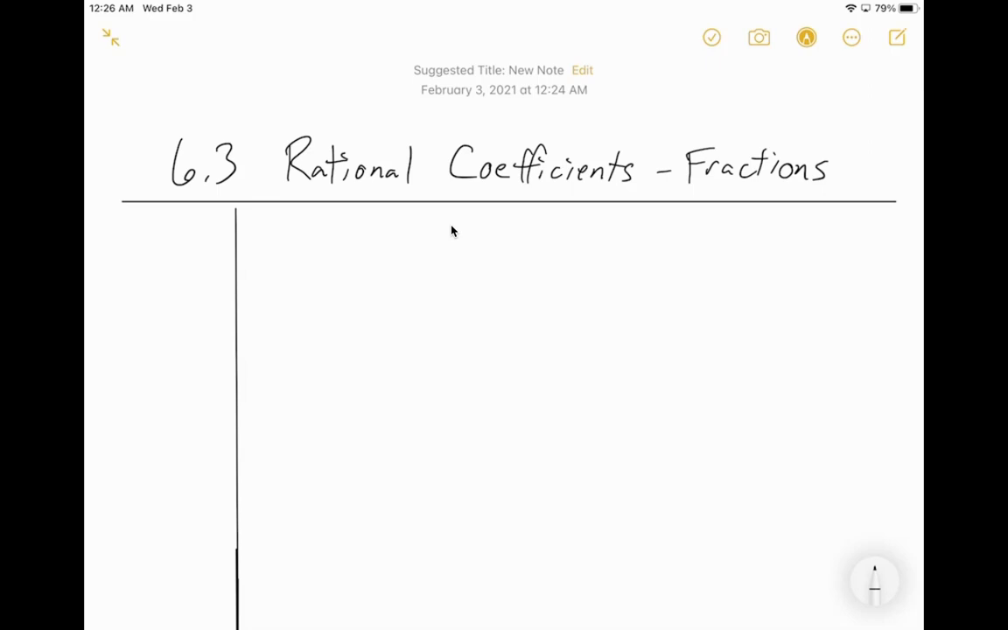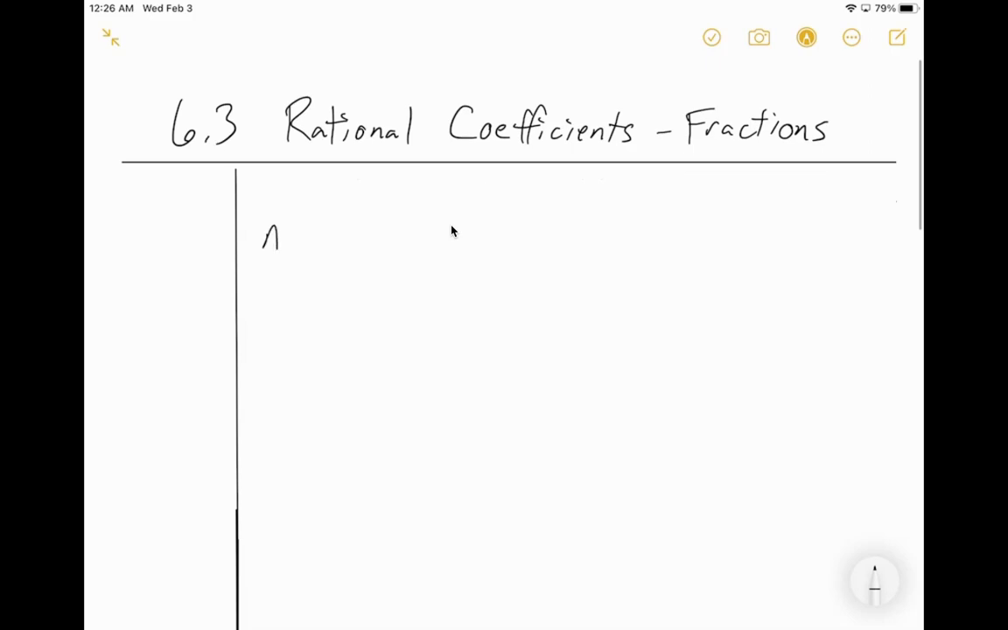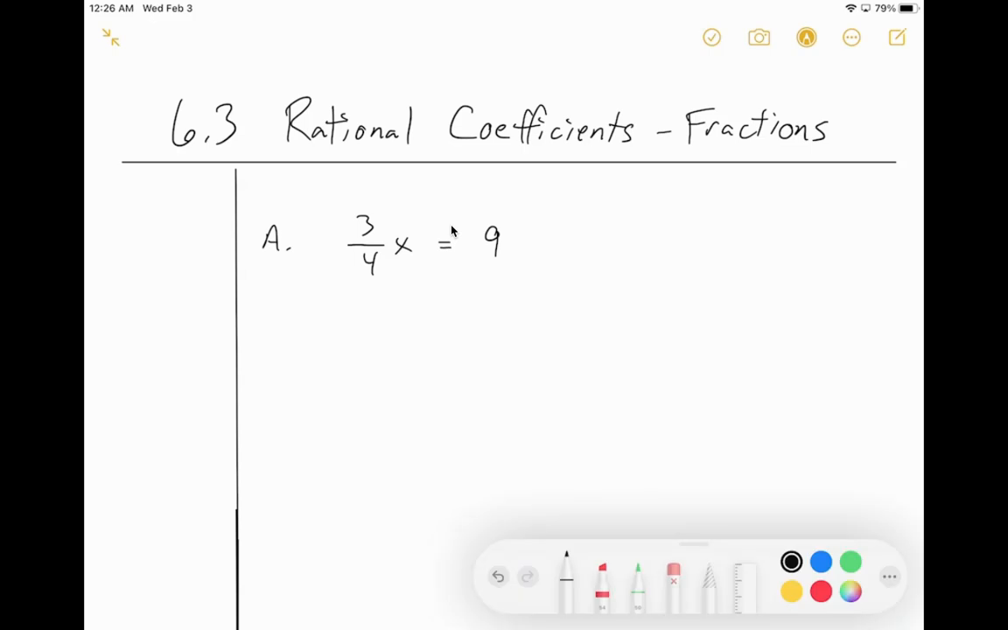So let's go ahead and start here with letter A. Let's say you had a problem like this: 3/4 x is equal to 9. Okay, so what we learned from our last lesson about multiplying is that's what's happening to this, right? This part right here. I'll highlight briefly here. This is 3/4 times x. So what we're going to want to do is divide by 3/4, right? That's what we did on other problems.